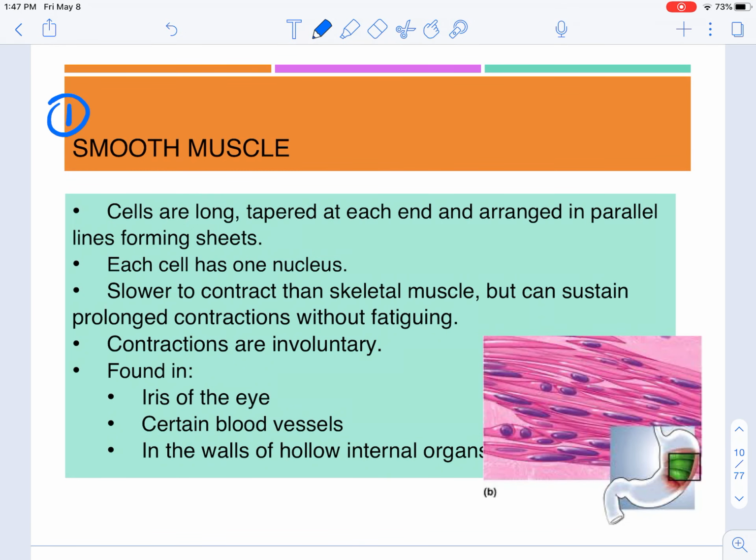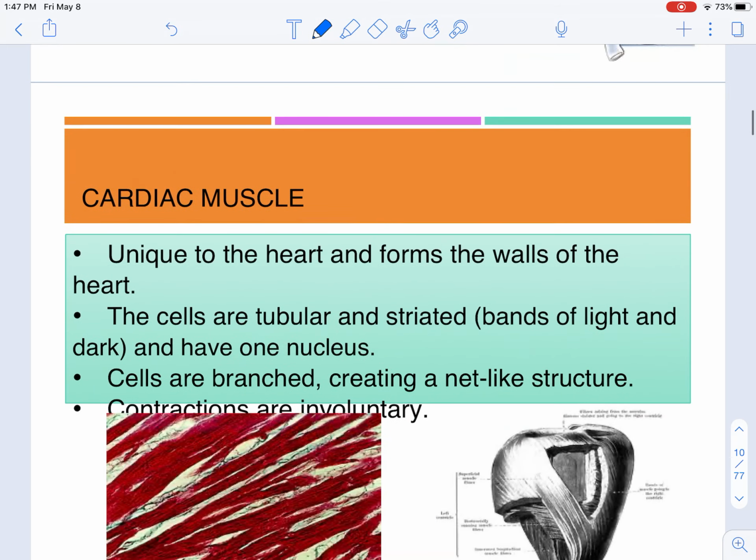So first type, smooth muscles, are the ones that make up your internal organs. So things like all your blood vessels, your digestive tract, even tiny places like the iris of the eye. These are muscles that sort of form sheets, and so they're long and tapered looking muscle cells, and it's interesting that they can work for long periods of time and not fatigue.